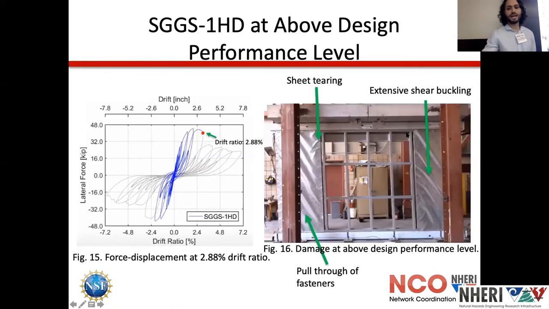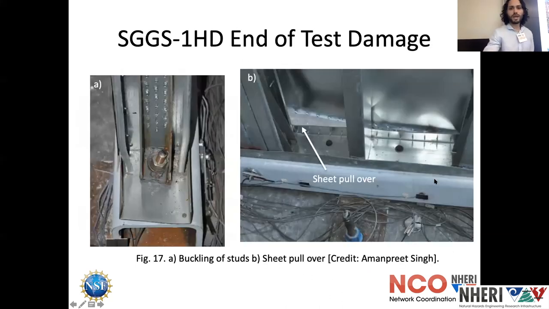Above the design performance level, we can observe sheet tearing here in these two sheets, some unscrewing of the middle fasteners, as well as some extensive shear buckling here. At the end of the test, we can observe a complete sheet pullover of the sheeting of the specimen. We also can observe some damage in the bottom track, buckling in the stud, and the hold down getting damaged.